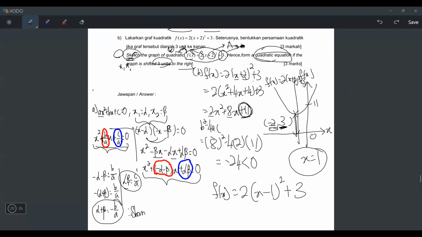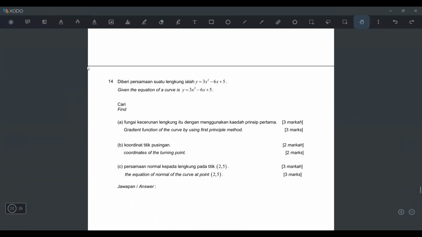Negative 2. Yeah. Okay. But of course you don't have to draw all these lines. This one I just drew just now to explain it. But it's not necessary. Okay, let's just make it neat. Yep, that's all. Okay, let's go to number 14.